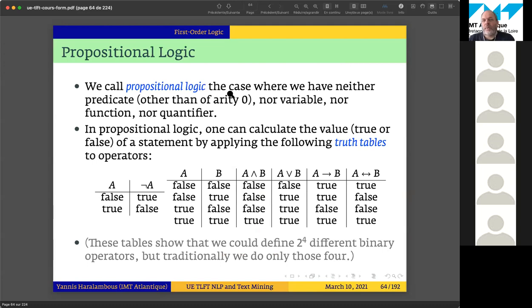Propositional logic is a special case, an easier case of first order logic, and it has the advantage of using truth tables, something unimaginable in first order logic. So this means that your interpretation is nothing complex, nothing imaginative. Your interpretation is always just a set of values, true or false, for your propositions.